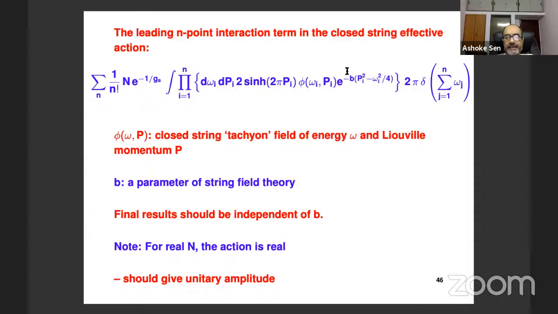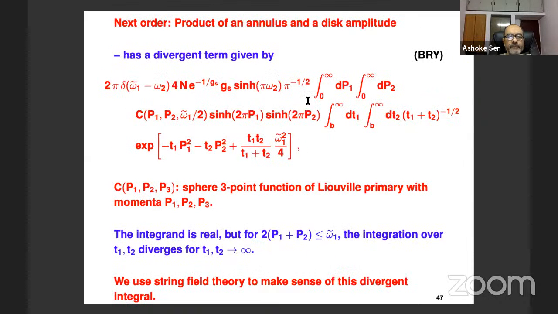B is a positive constant. This is a parameter of string field theory. The final results are supposed to be independent of B. But when you construct a particular version of closed string field theory, it comes with some additional parameters, and B is one of those. So change of B corresponds to a field redefinition from the string field theory perspective. Now we see that for real n, this action is real. So you should get unitary amplitudes if you choose n to be real, from the general arguments, because in this case we can prove the cutting rules. So let's check that we are on the right track.